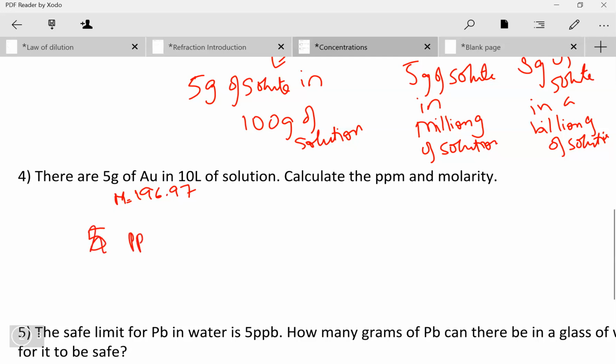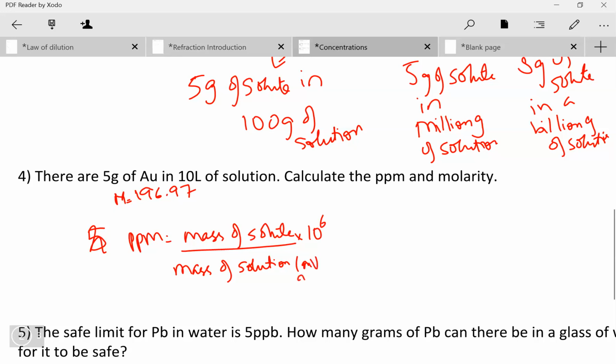So we'll remember ppm equals mass of solute divided by mass of solution times 10 to the power of 6. But remember, mass of solution is in milliliters or grams, right? So that's very important. So mass of solute is 5. Mass of solution, for all intents and purposes, gram and milliliter are interchangeable units, which means you can use one or the other. It does not really matter which one you are using, just because the density of water is 1 gram per milliliter, which we're always using water in this course.